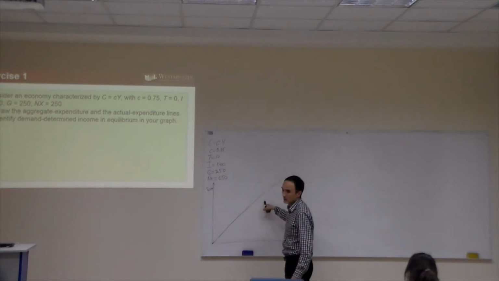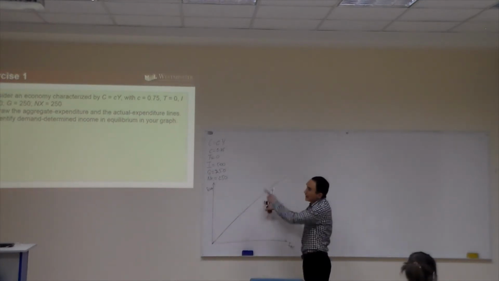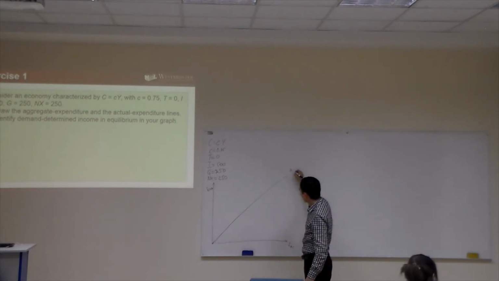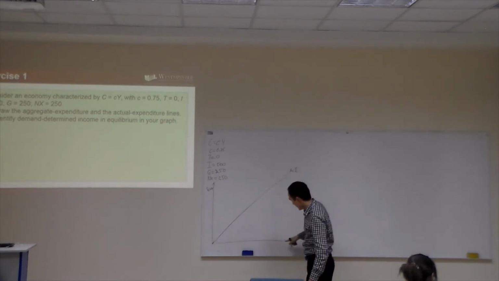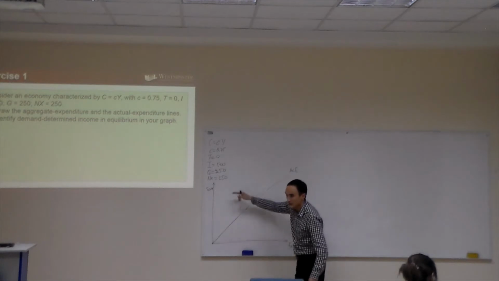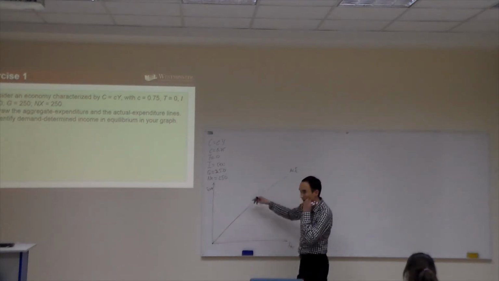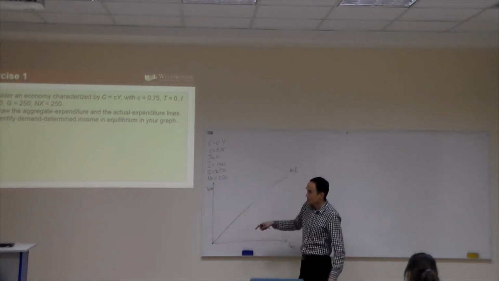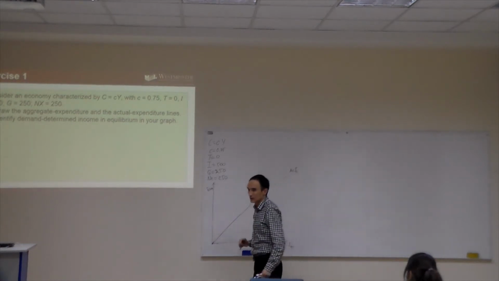Which is called the actual expenditure line. This is the actual expenditure line, where income and expenditure are the same, equal. Income and expenditure are the same. So now we have to draw the aggregate expenditure line.